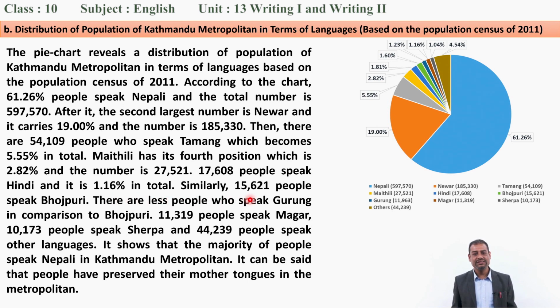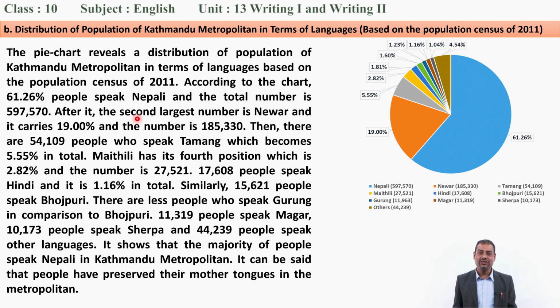Similarly, 15,621 people speak Bhojpuri. There are fewer people who speak Gurung in comparison to Bhojpuri. 11,319 people speak Magar, 10,173 people speak Sherpa, and 44,239 people speak other languages. The languages are not mentioned here. It shows that the majority of people speak Nepali in Kathmandu metropolitan. It can be said that people have preserved their mother tongues in the metropolitan.